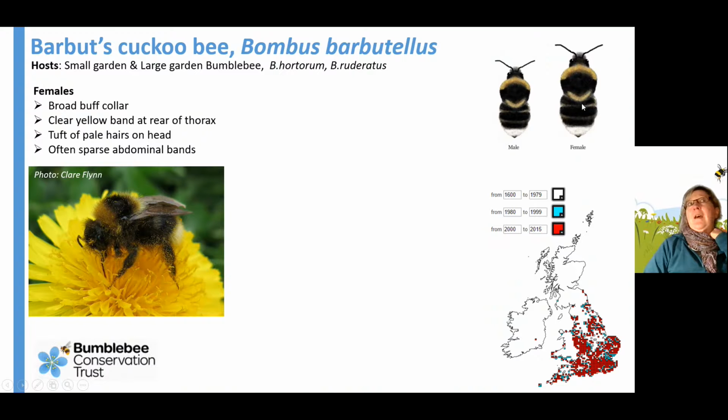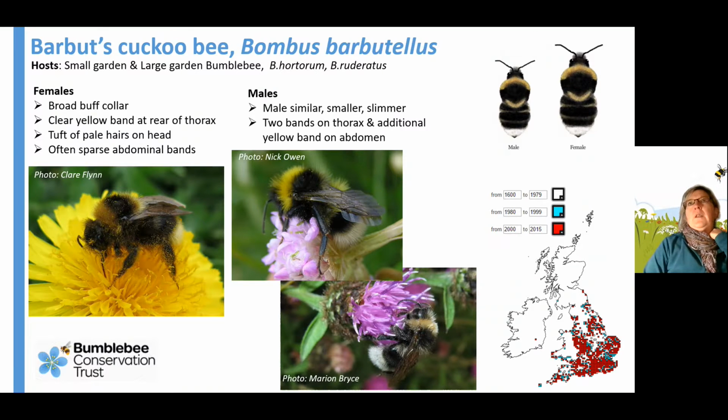Any yellow on the abdomen is weaker. It may be there, but it's much weaker. And then we've got this lovely white tail. The males are similar. Again, you can see they're quite fluffy. They're much smaller than the females. You can see his long, spindly cuckoo male legs there, very dull and hairy. But again, lovely yellow collar and yellow both on the back of the thorax and on the abdomen.